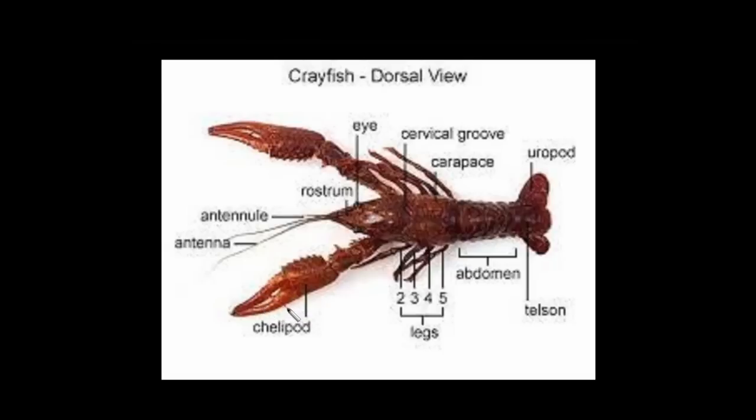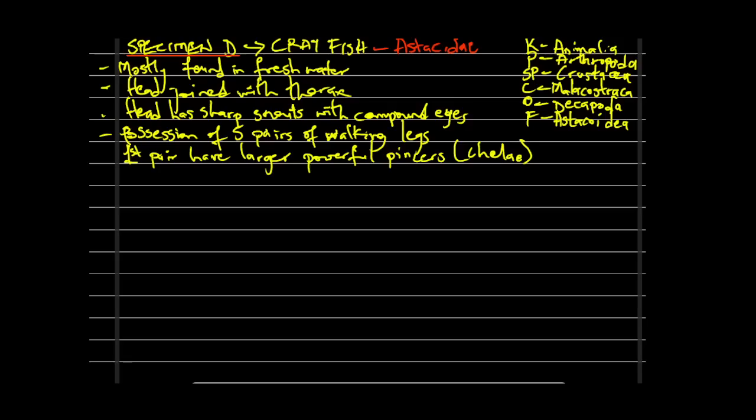So that is the 5 legs. You can see the first one, then 2, 3, 4, 5. As you can see, that is listed here. So those are the legs that the crayfish has.